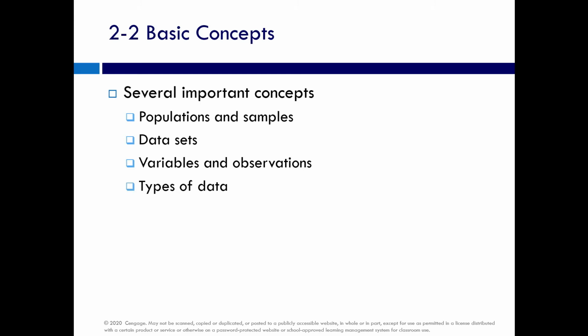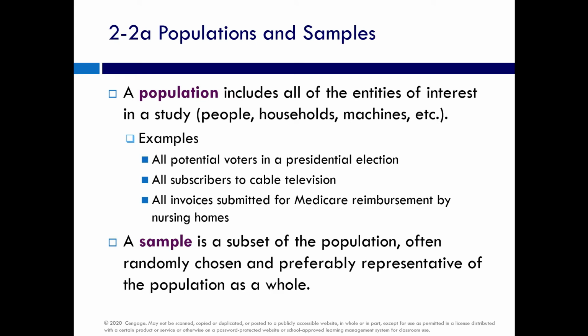Basic concepts. Several important concepts we'll go over: populations and samples, data sets, variables and observations, and types of data. Populations and samples. A population includes all the entities of interest in a study: people, households, machines, etc. Examples: all potential voters in a presidential election, all subscribers to cable television, all invoices submitted for Medicare reimbursement by nursing homes. A sample is a subset of the population, often randomly chosen and preferably representative of the population as a whole.